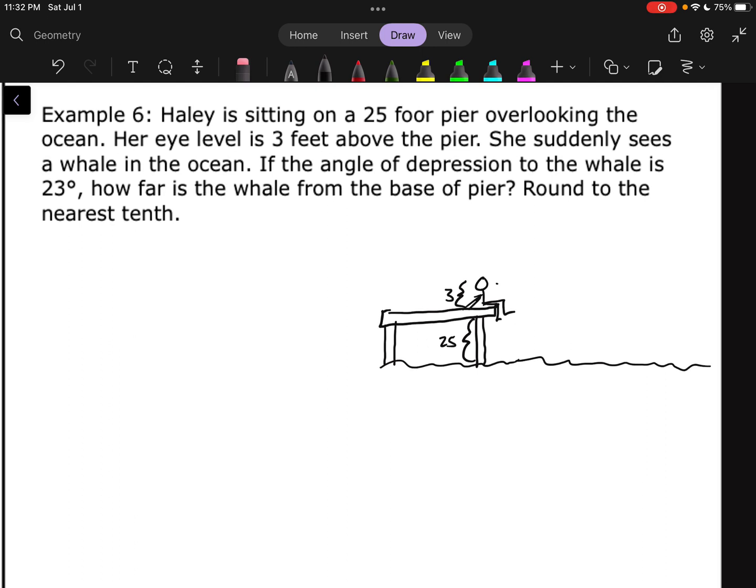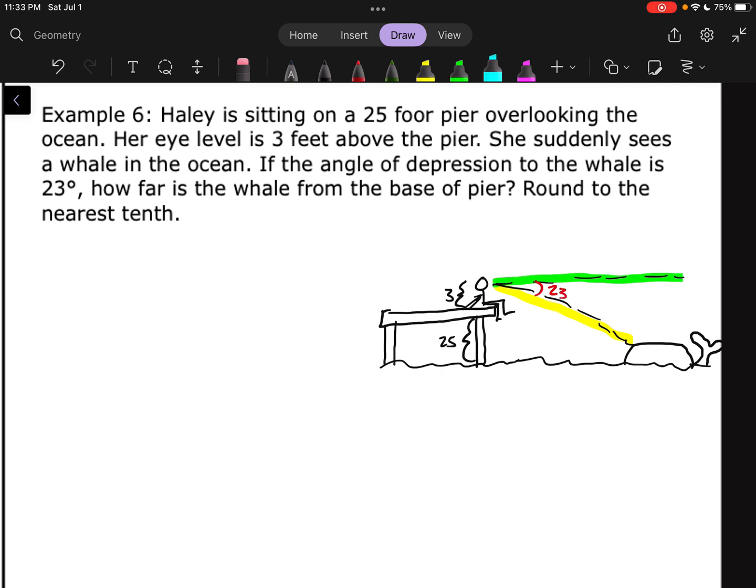And she is looking out, and then suddenly she spots a whale. And that's my whale. I'm not even going to do the little blow spout. That's a disaster. The whale's good enough. So what do we have here? Line of sight. We've got a horizontal line. We've got angle of depression right there being 23 degrees.